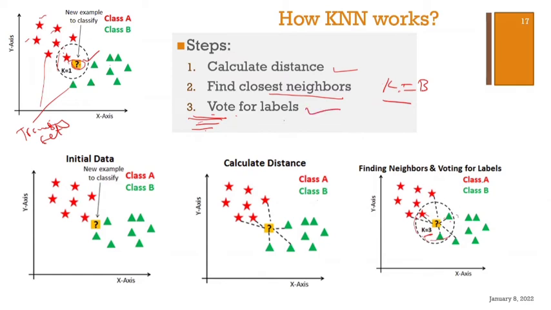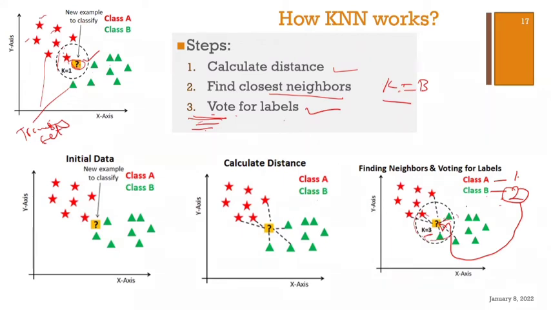The green class, which is class B, has how many votes now? 2 votes. The red class has 1 vote, because only 1 is coming from the red. So 2 against 1. It means when I use 3 nearest neighbors, I'm going to classify this unknown label as class B. You can see now that when we used only 1, it was classified as the red class.